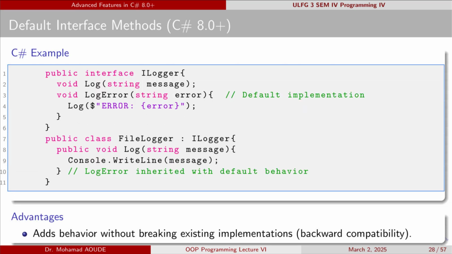Starting with C# 8.0, interfaces can have default method implementations. Here, ILogger provides a LogError method with a default body, calling Log. The FileLogger class implements only Log and inherits the default behavior for LogError. This is a major improvement. It allows adding new members to interfaces without breaking existing implementations.